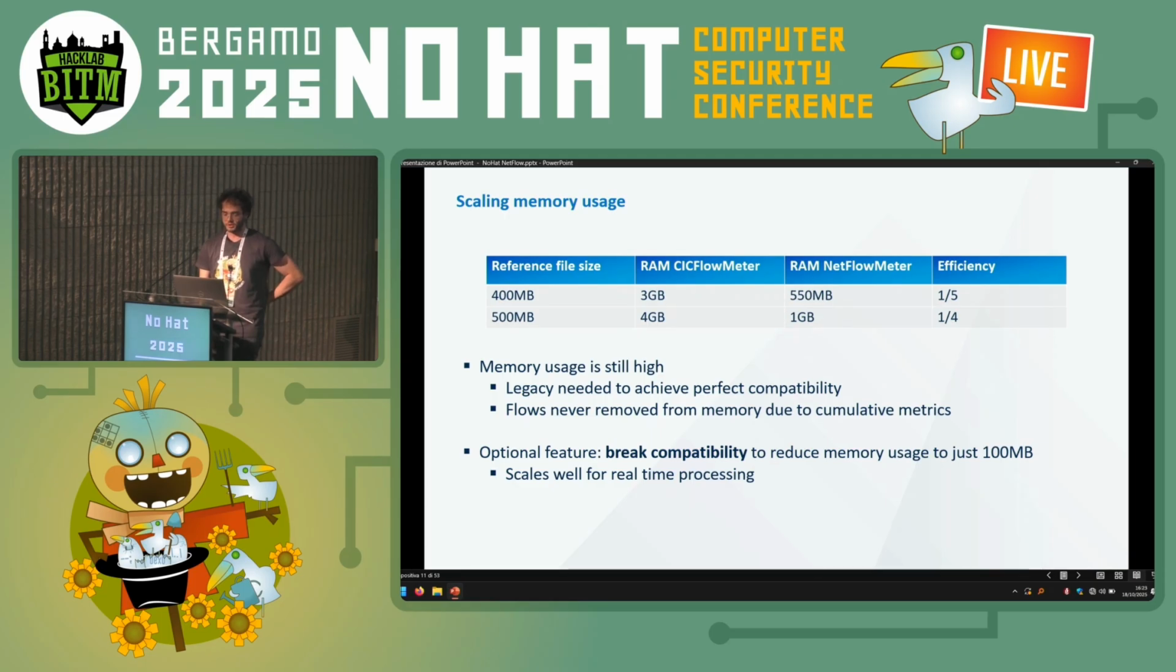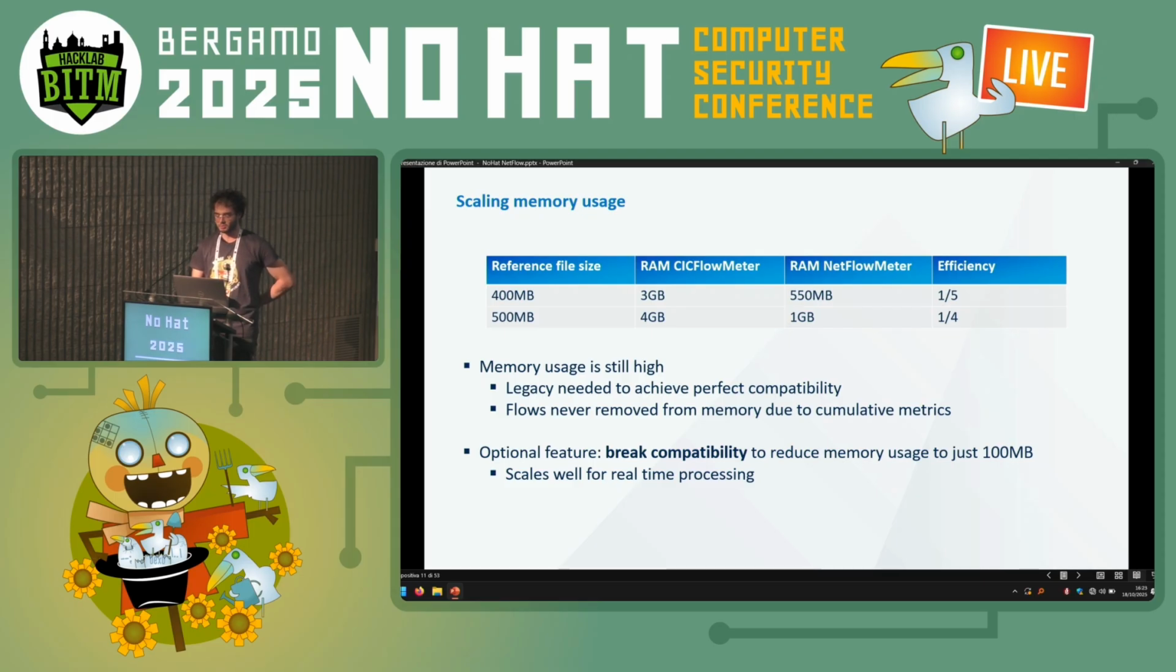As for memory usage, we also see some improvement, but it's not as much as I would like. This is because we have to keep compatibility and emulate certain problematic metrics, which are the cumulative metrics. These are just a small number, but they require us to keep in memory all the previous flows, even after they're closed. This is an unfortunate legacy we need from CIC-FlowMeter to keep perfect compatibility.